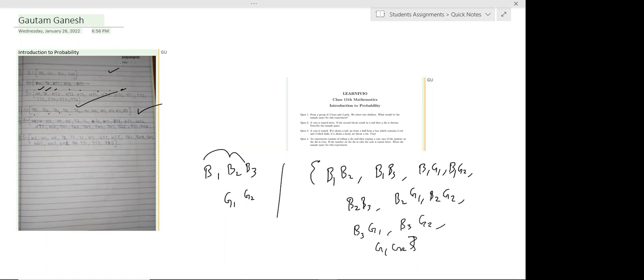Question 4 says an experiment consists of rolling a die and then tossing a coin once if the number on the die is even. If odd, the coin is tossed twice. All right.